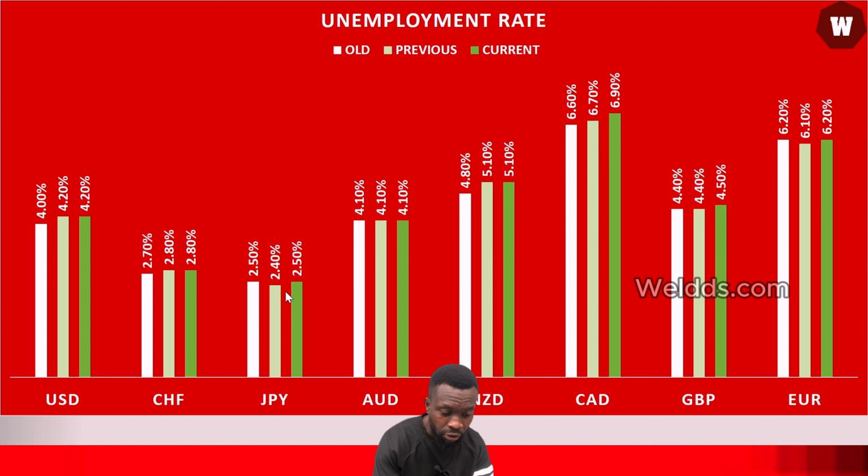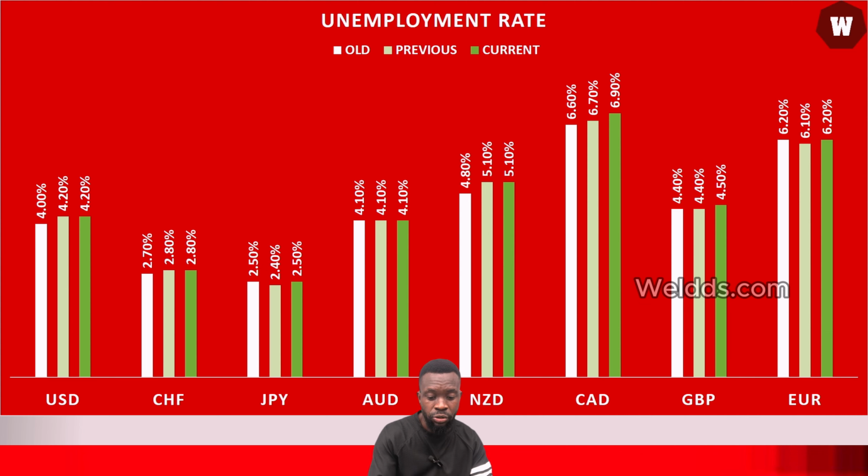In Japan, unemployment rate grew slightly from 2.4 to 2.5. While in Australia, it has remained stable at 4.1. In New Zealand, it has remained almost stable at 5.1. While in Canada, it grew from 6.7 to 6.9. Because unemployment rate is growing, what do you think the Bank of Canada will be doing to their interest rate? Will they keep on cutting interest rate, or they will hold their interest rate?